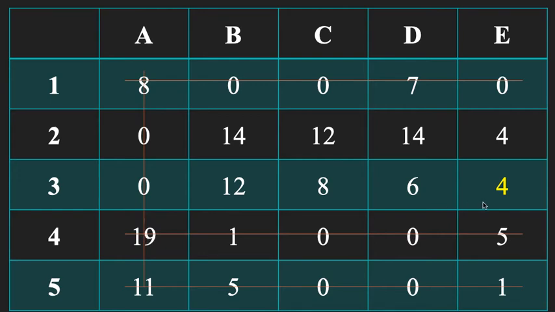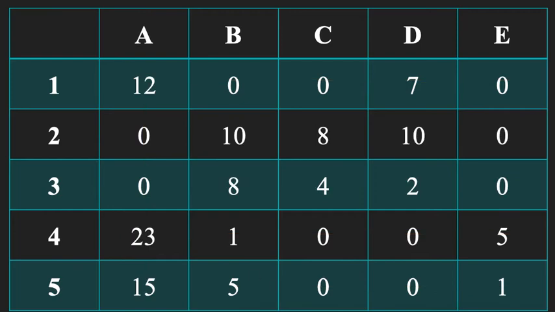That means 19 plus 4 is 23. This will be 1, 0, 0, 5. Again we add here: 11 plus 4 is 15, 5, 0, 0 and 1. Now this is what we get. After this, we have to draw again the minimum number of lines to cover the maximum number of zeros. So this is the matrix that we have got now.